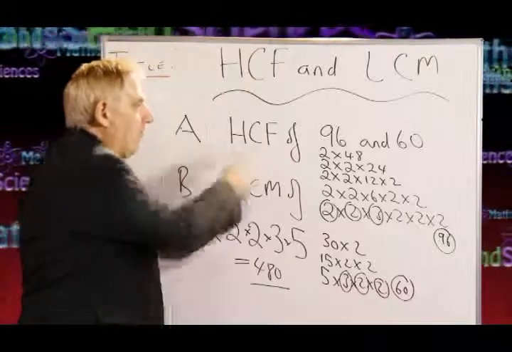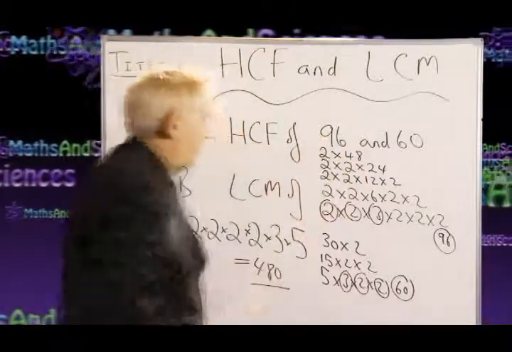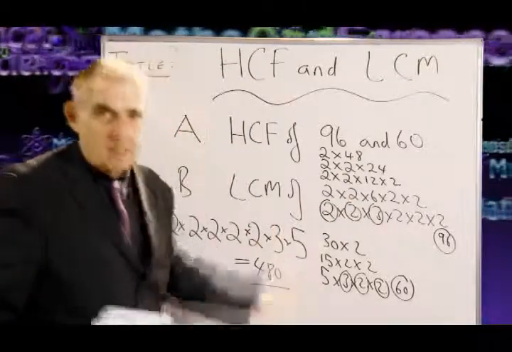So, one other little thing to have in your head. The highest common factor, when you work it out, is always a small number. It's going to be smaller than these. And the lowest common multiple will be a big number. It'll be bigger than these. It'll be one they both go into.